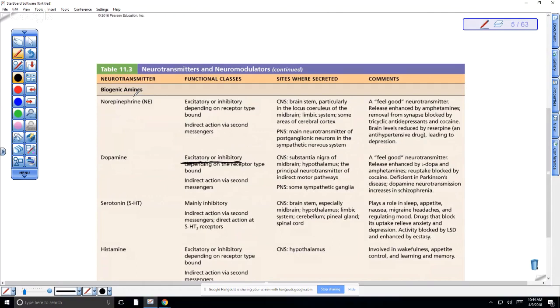But also the withdrawals from that can be very bad too, where you go to sleep and you can't wake up because you have such low levels of norepinephrine. Okay, yeah. Does that work the same way as like cocaine?